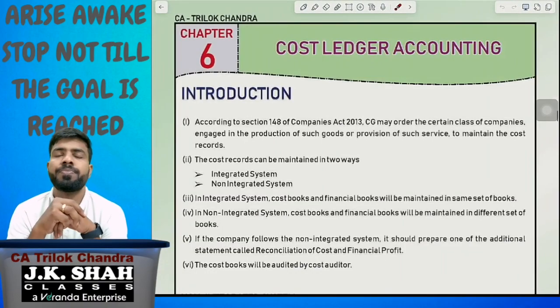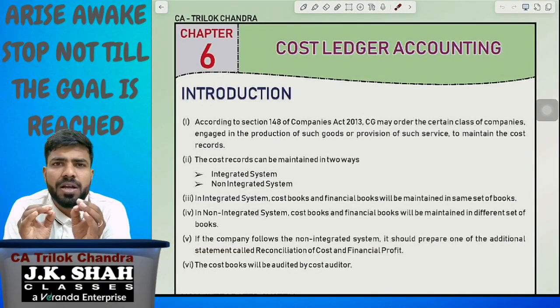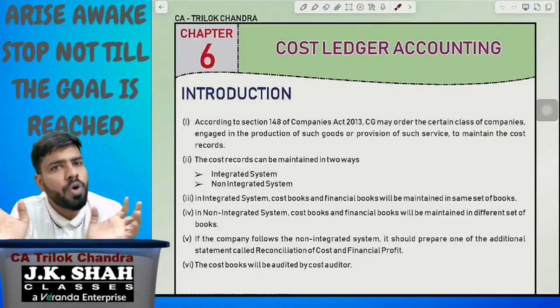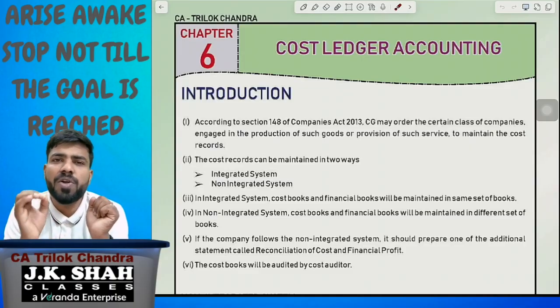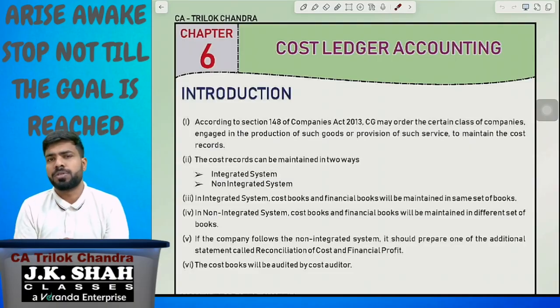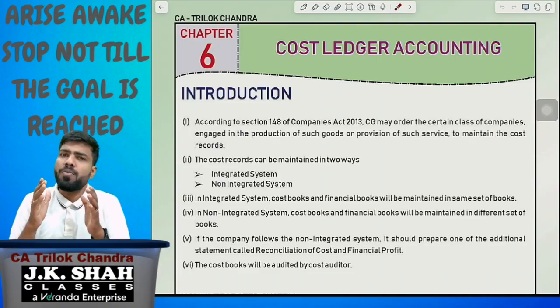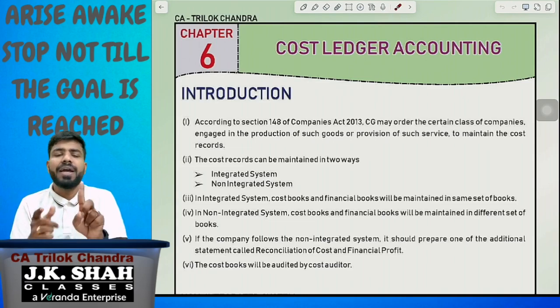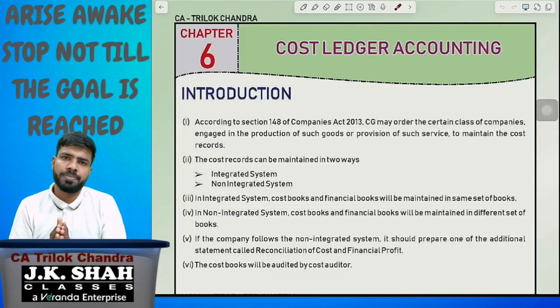Let me start with the topic called cost ledger accounting or cost accounting system. First of all, is it required that all companies have to maintain cost books? The answer is no. According to section 148 of Companies Act, very few companies or specified companies have to maintain the cost books. When the company wants to maintain the cost books, there are two ways. One is integrated system, another is non-integrated system.